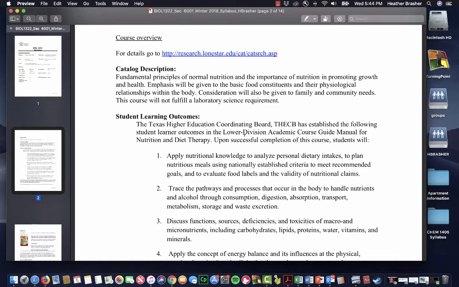The overall course overview is going to look at normal nutrition and the importance of nutrition in promoting growth and health. It emphasizes the basic food constituents and their physical relationship within the body. Consideration will also be given to family and community needs, as well as economic and environmental. This course will not fulfill a laboratory science requirement, so keep that in mind. If you need a 4-hour credit science course, this is not going to do. But if you just need a 3-hour science course, this is perfect.